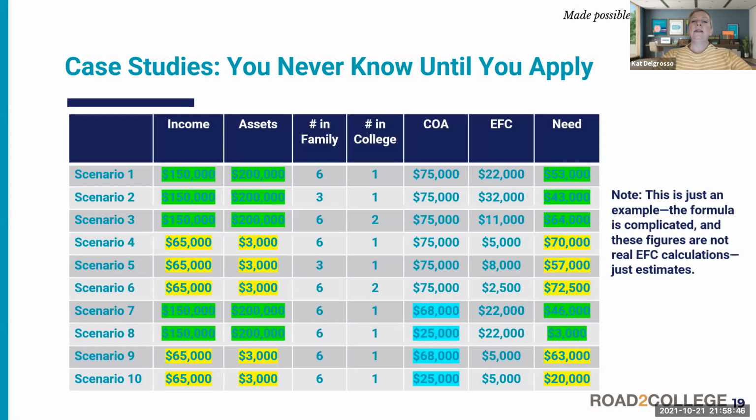So if I do that here, we've got cost of 75 minus EFC of 22 for scenario 1. That's a need of 53,000. Whereas with the same income and assets in scenario 2, but a smaller family size, your need is going to be less than the family with the larger family size. It's just how it works out in the formula, because the formula protects the income more if your family is larger and if you have more students in college.